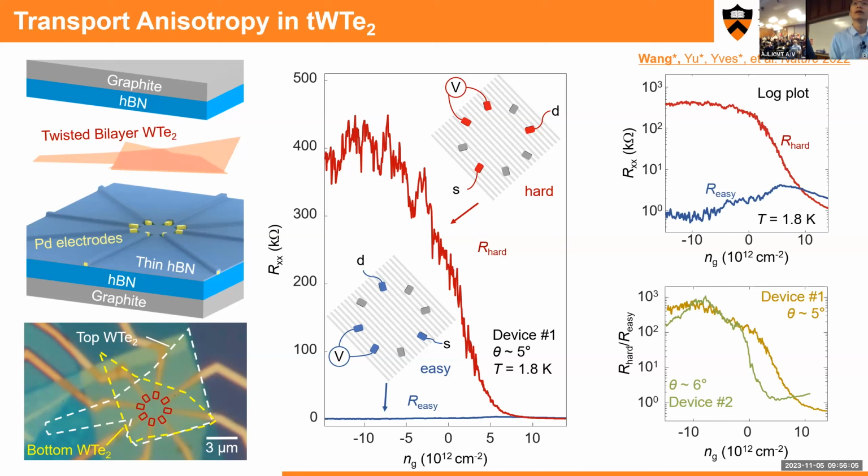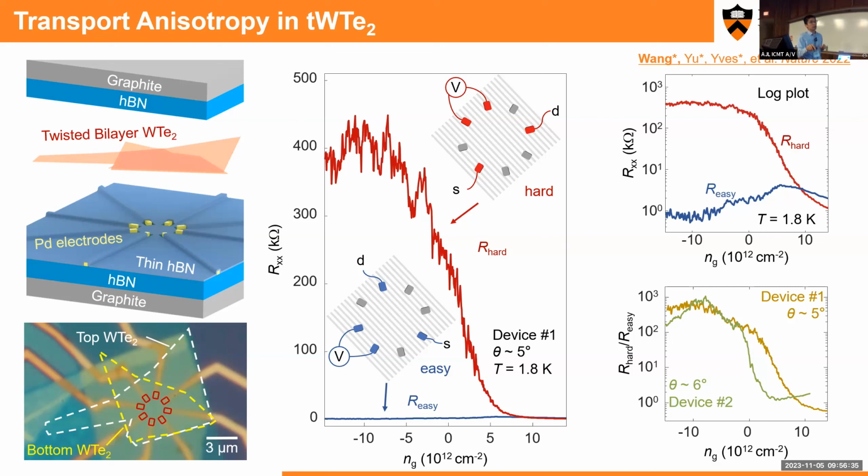It's the doping density. Sorry, I forgot to mention, we actually have dual gating, so we can tune the density as well as the displacement field. But the measurement I show you is only focused on the density tuning, and the displacement field is usually 0.